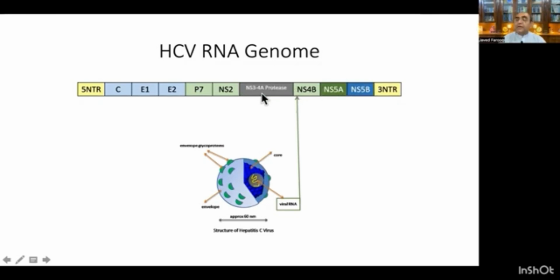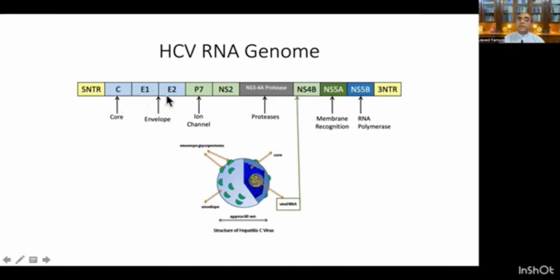Now, NS3 and NS4A have the role of NS3-4A protease activity. They are enzymes and they are proteases. While NS5A and NS5B have their peculiar actions as well. And I have colored these differently because this is important when we will be discussing the DAAs, and what their significance is. So the C structural protein makes the core proteins.